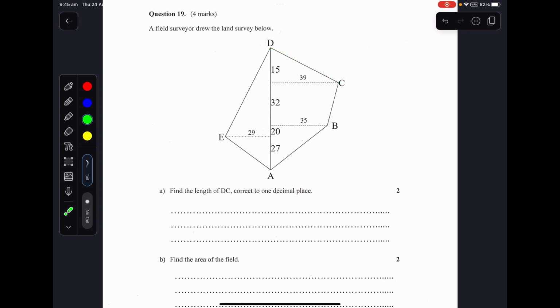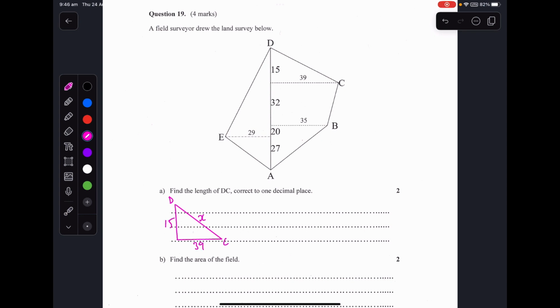With these ones, I always take out my information. So first off, I'm going to draw my little triangle here. I know that this is D, this is C, this is what I'm looking for. So what other information do I have here? I can see that this part of D is 15 and this part across here is 39. So I'm going to put that in there, 15 and 39.